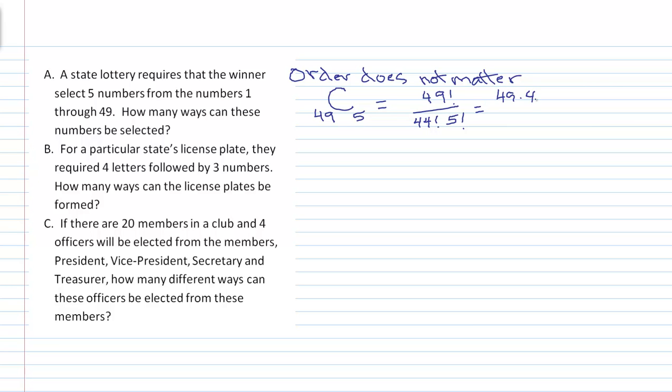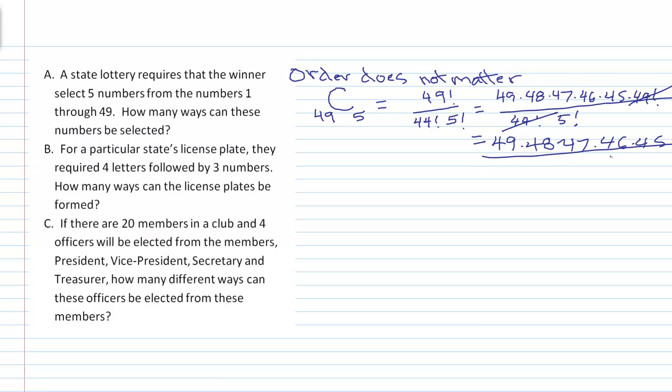49 times 48 times 47 times 46 times 45 times 44 factorial over 44 factorial 5 factorial. Now, the reason we don't continue to write out this 44 factorial is it would go from 44 all the way down to 1, and this goes from 44 all the way down to 1. So we've got 49, 48, 47, 46, 45 over 5 times 4 times 3 times 2 times 1.